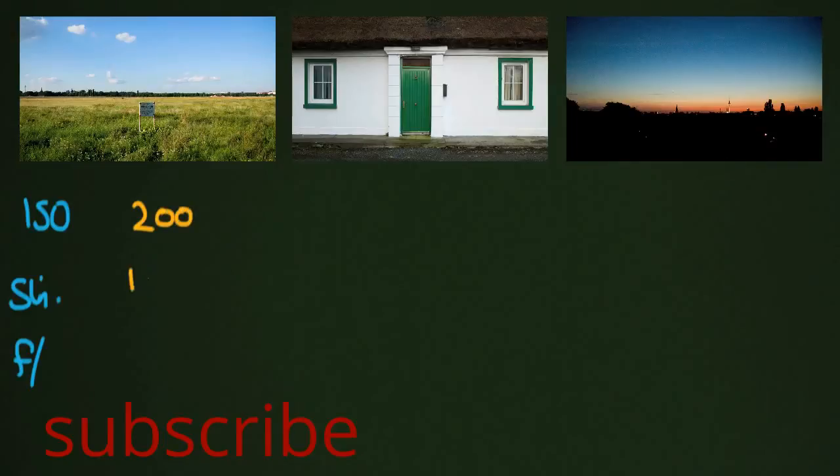Its shutter speed is about a 500th of a second, and it was taken at around f5.6. So it's pretty standard for an evening, bright day. That's a pretty average shot, really.